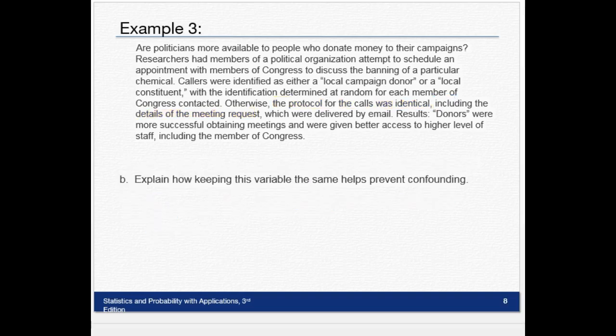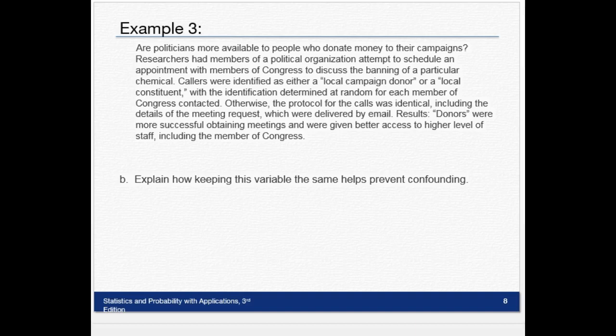Okay, and explain how keeping this variable the same can help prevent confounding. Well, you can imagine if they talked about other things, they might chase rabbits and do other things. It could influence them getting an appointment. Okay, so it doesn't matter. They got to keep that conversation the same so that the only variable was were they a donor or not.